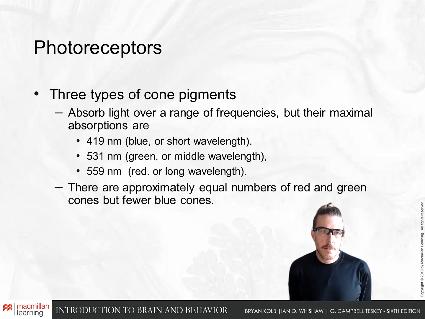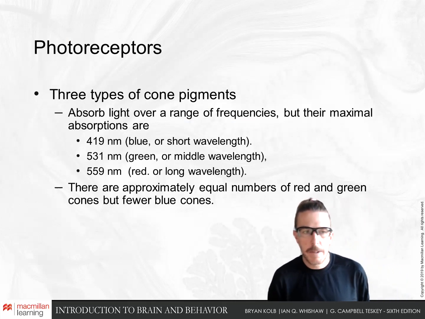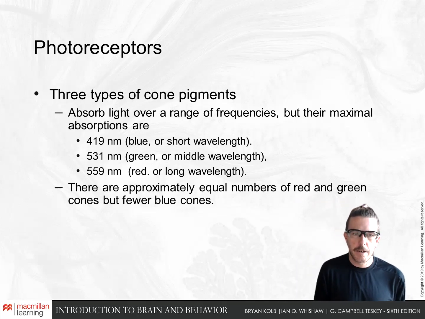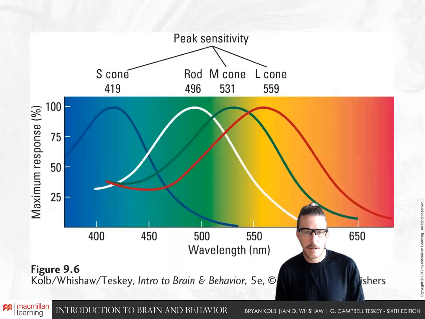So the 3 types of cones absorb light over a range of frequencies. It's not just one particular wavelength of light, but across the range of frequencies, as we'll see on the next slide. They'll respond, but they have a peak absorption at a particular wavelength or color. So there's a blue, a green, and a red leaning cone. But you can see on the next slide, they all respond to most colors of light. They'll just fire the most for that particular color that they're sensitive to. There's about equal numbers of red and green, but fewer of these short wavelength cones.